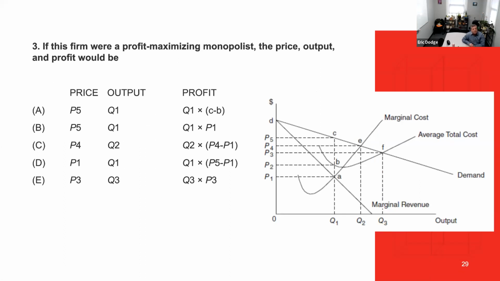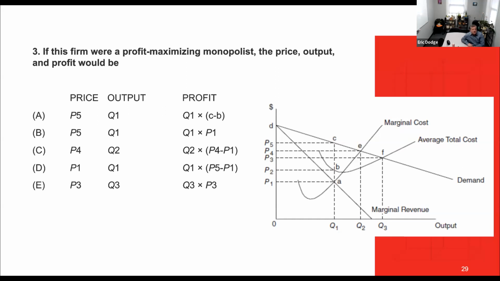Okay, here's a multiple choice question that involves a graph. You'll see these as well. If this firm were a profit maximizing monopolist, the price, output, and profit would be, so we need to find those three things. Quick reminder, if you are able to answer, just answer, even if you're not sure.